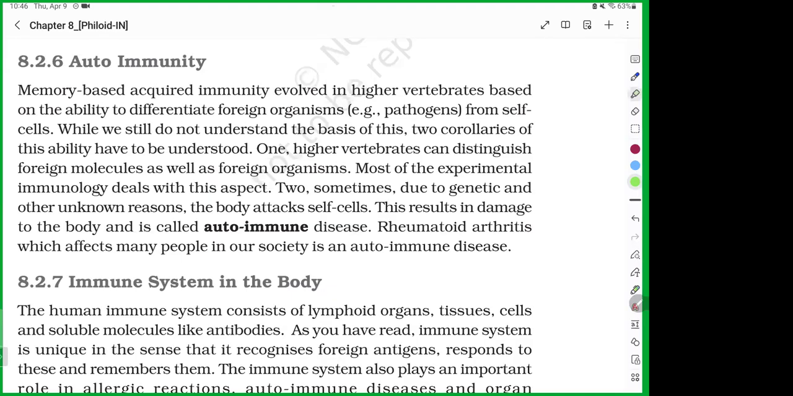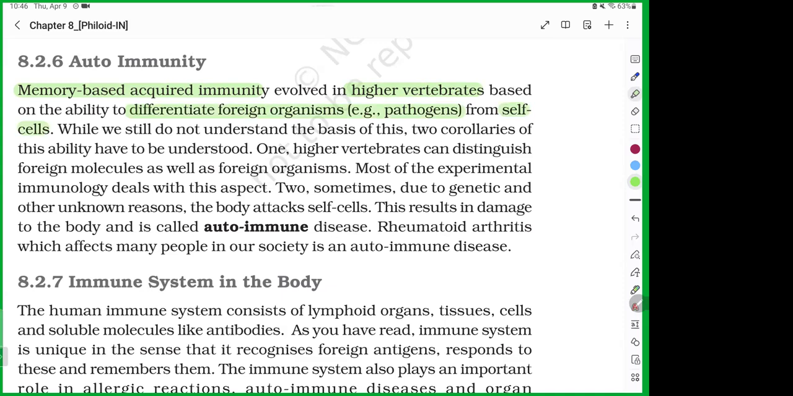Autoimmunity. We know acquired immunity is based on memory, correct? And it is more prominent in the higher vertebrates like mammals, correct? And this acquired immunity is based on differentiating. We can differentiate what is harmful for us and what is useful for us. Self cell means own body cell, outer body is foreign cell.